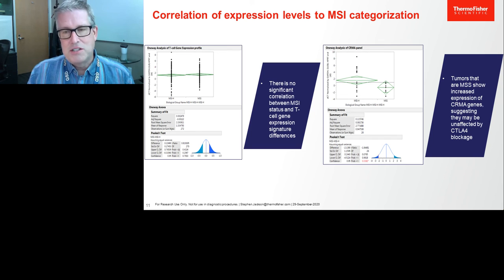This suggests that the tumor cells that are microsatellite stable might be resistant to blockade using CTLA antagonists, whereas the microsatellite high samples might be affected by CTLA blockade. So this might be a way to distinguish how these cells might respond to an immuno-oncology blocker.